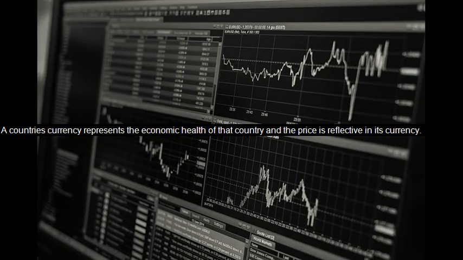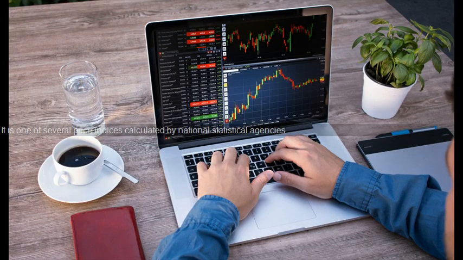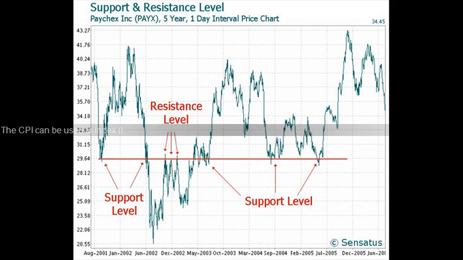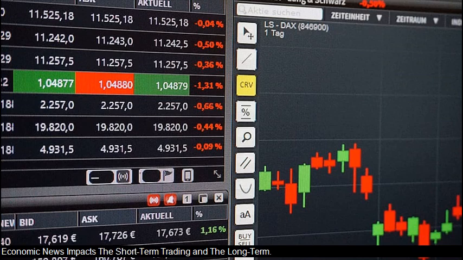A country's currency represents the economic health of that country and the price is reflective in its currency. It is one of several price indices calculated by national statistical agencies. The CPI can be used to index. Economic news impacts the short-term trading and the long-term.